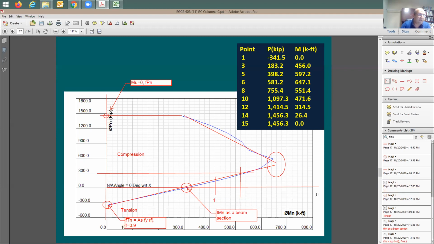This is going to be here, point 2. Now look what happened between point 1 and 2. You're adding some axial load, right? And what happened to the flexure capacity is going up.